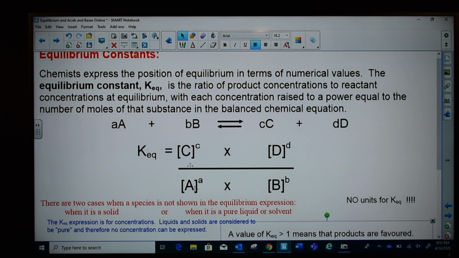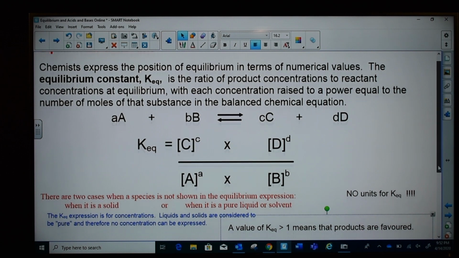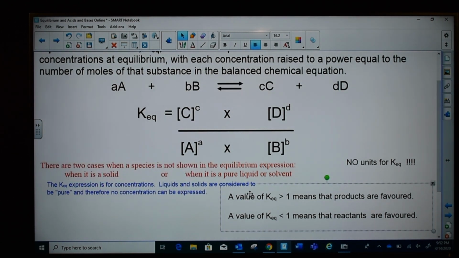We don't include solids or liquids because they are pure, and so therefore they wouldn't have a concentration. It's not moles per liter, it's pure. So these Keq expressions only include aqueous and gases. What did I say? Keq expressions only include who? Aqueous and gaseous.